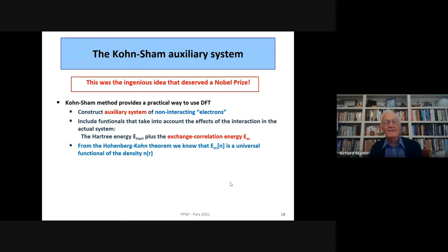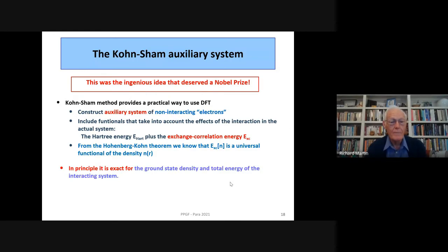This idea of universal is hard to fathom. It's that the only way the system knew about the external world, whether it was in a molecule or a solid, is through the potential that the electrons find themselves in. And since that's a function of the density, then there's some universal function of the density that would work in all possible systems in principle. And in principle it's exact, and it would give you the exact density and ground state. And in practice, it makes possible useful approximations.